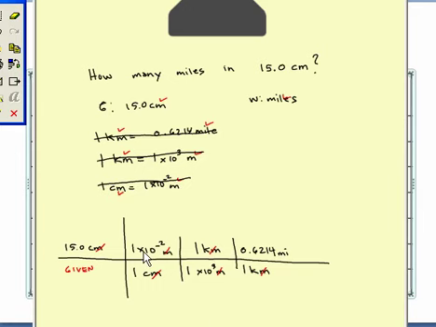15 times 1 times 10 to the minus 2 divided by 1 times 1 divided by 1 times 10 to the 3 times 0.6214 divided by 1. So my calculator tells me, oh, it didn't come up right. 9.36 times 10 to the minus 5th miles. And in this case, the answer that the calculator gave me actually has the correct number of sig figs, so I don't have to do any further math. And this makes sense because 15 centimeters is a small amount, it's less than a foot, and so it's going to be a very, very small amount of miles.